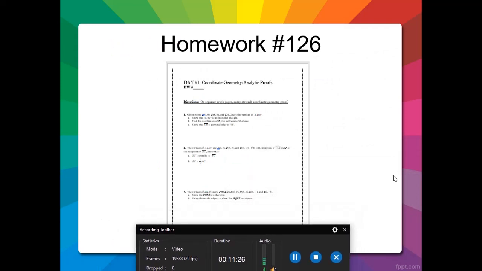This is homework number 126. It will say day 1, coordinate geometry, analytic proofs. There's only 3 problems on here. I'm going to recommend that you do this one digitally, or if you have your own graph paper, do it on graph paper. You can draw the picture and then do the math right on that graph paper.